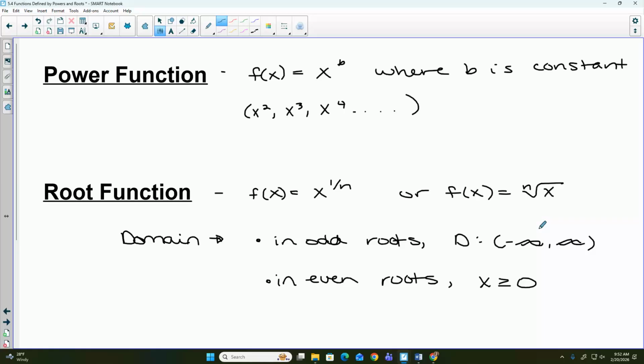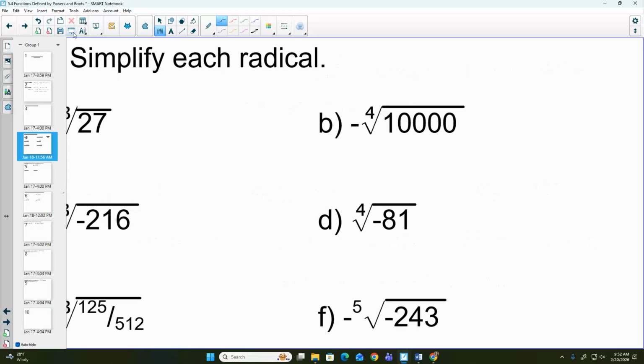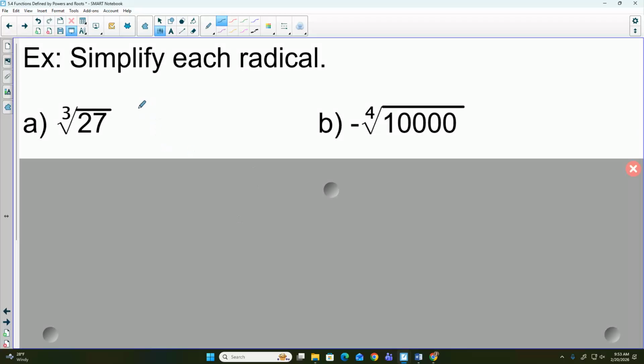All right, we're going to start with just some basic simplifications, making sure we can evaluate these things. So if I said the cube root of 27, what is that? 3. Because 3 to the third is 27. Right? A negative fourth root of 10,000.